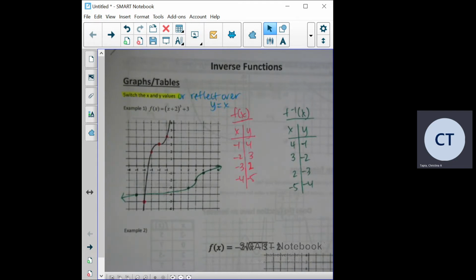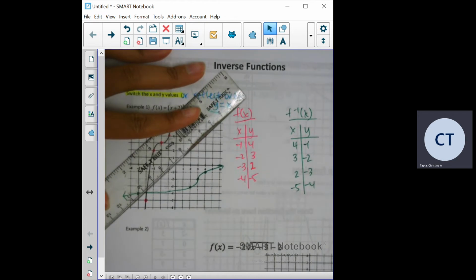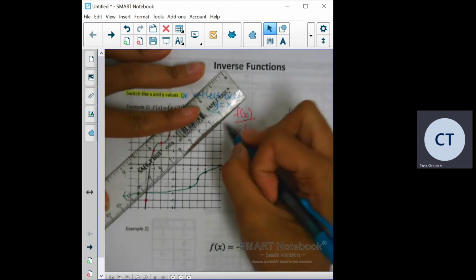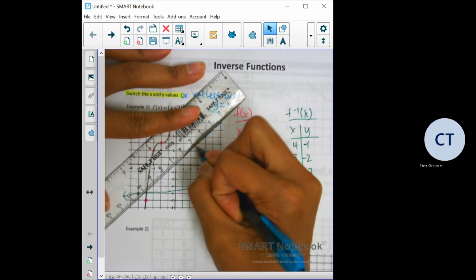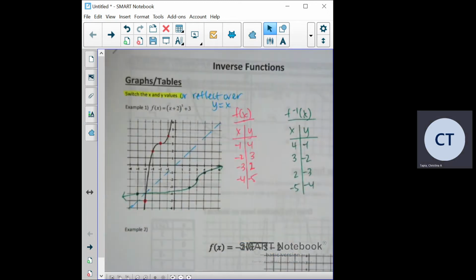So if I ask you, instead of creating a table, to reflect it over the line y equals x, then you would literally just take, if you have a ruler, cool. If not, don't worry about it. Just sketch the line y equals x. Doesn't need to be the most beautiful, but should be close.